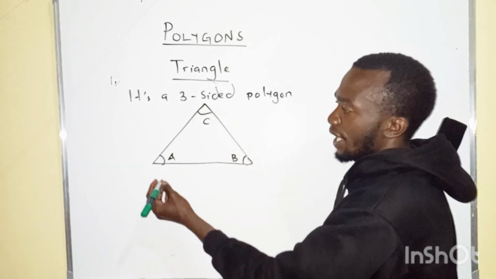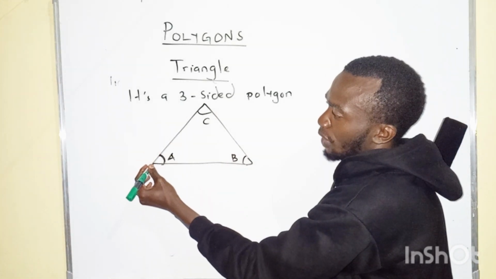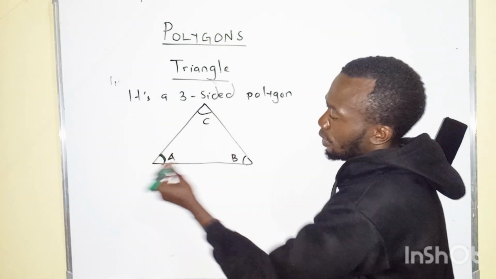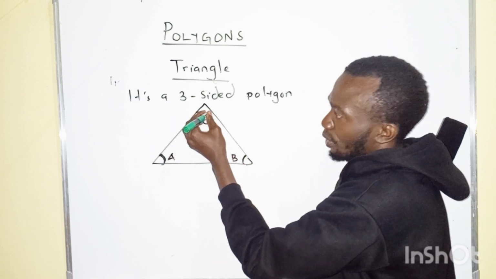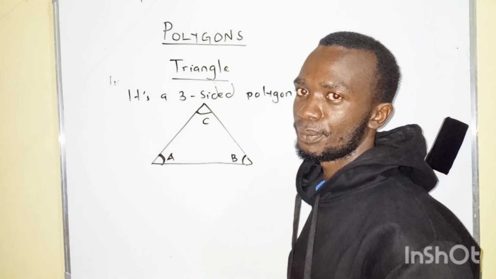Now, an angle at point A is within the triangle, so this is one of the interior angles. When you take this interior angle plus this interior angle plus this interior angle of a triangle, it should always give you 180 degrees.